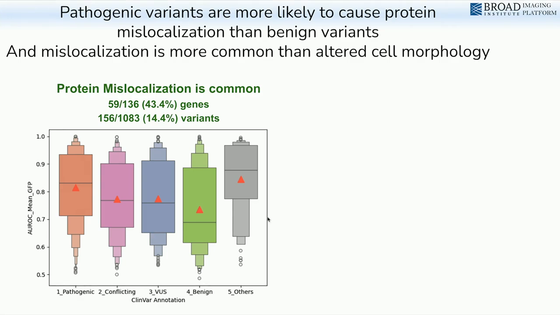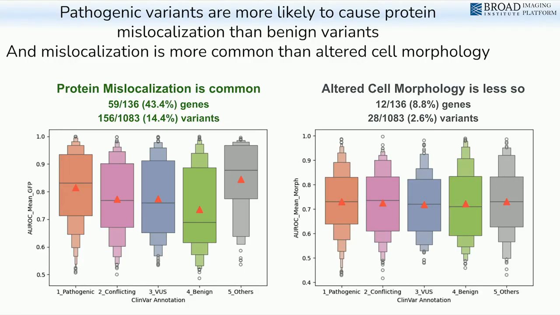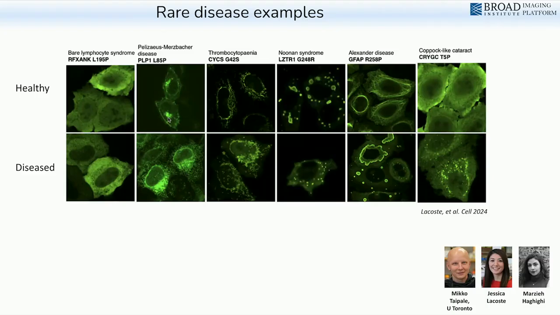Protein mislocalization is pretty common. 14% of variants and 40% of genes is pretty exciting for a single assay to be able to reveal so many phenotypes. Altered cell morphology, using the rest of the cell painting-like channels, is much less so. The phenotypes are much less obvious than for protein localization. There is a difference between pathogenic and benign, but it's much more subtle here, on the order of 2%, roughly tenfold less common. So we're focusing on protein localization for the most part.